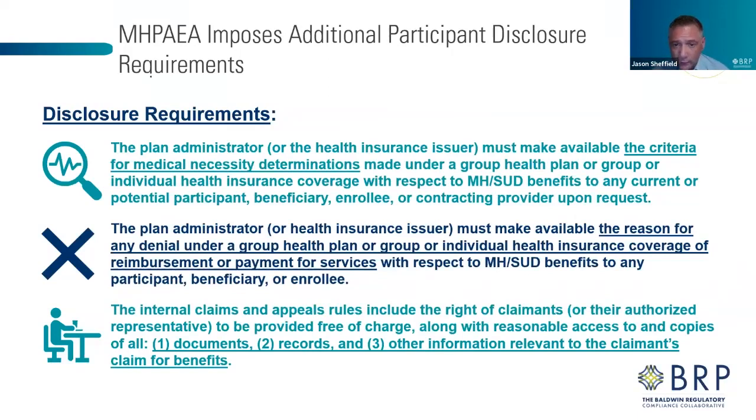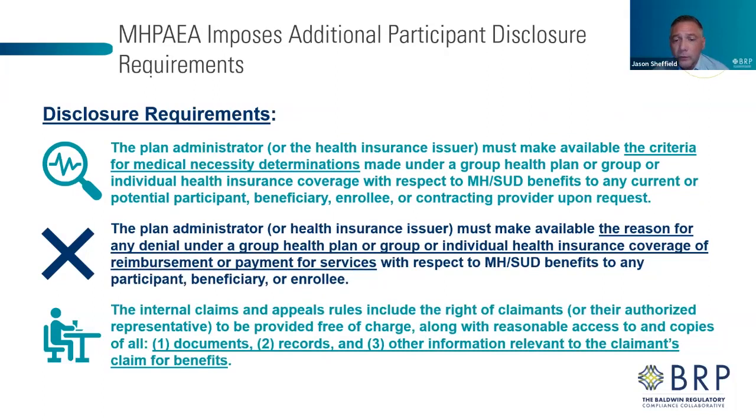The plan administrator or health insurance issuer must make available a reason for any denial of your group health plan or group or individual coverage of reimbursement or payment for services with respect to mental health or substance use disorder benefits, respecting any participant, beneficiary, or enrollee. So whenever there is a denial of a claim for mental health or substance use disorder benefits, the reason for the denial has to include your factors and analysis related to how you determined or created any QTL or NQTL or other limitation and how it was applied with respect to that claim.